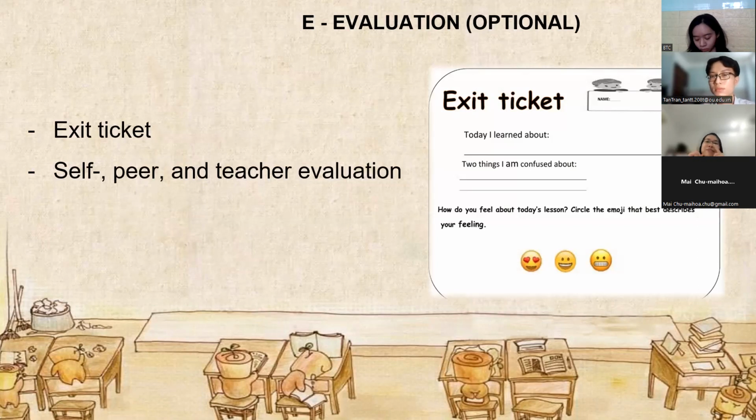For this kind of ticket, many years ago, I used to print out the paper for students to do. But now, with the development of technology, we can create this kind of survey question on Google Forms very fast. They are sometimes very simple, like "Today I learned about two things; I'm confused about." And then you ask them to choose the emoji that describes their feeling, like a happy, smiling, or angry face.